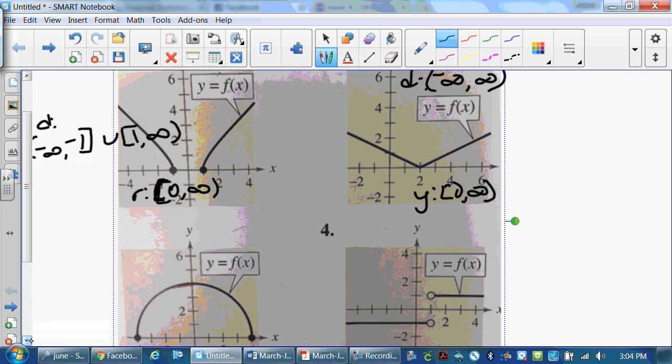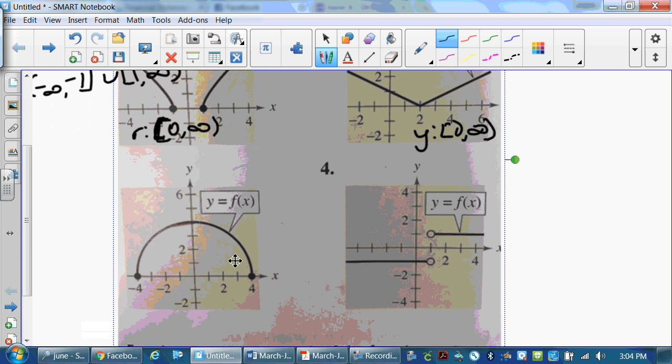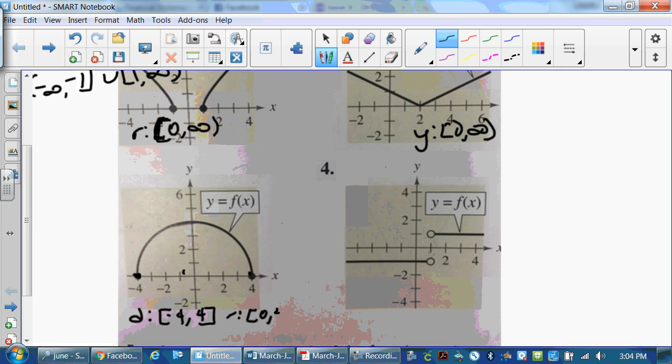All right, let me scroll down a little bit. Number 3 is like half of a circle, so the domain is from negative 4, and I put a bracket because it touches negative 4, and it goes all the way to positive 4, and I'll put a bracket there. The range on this graph is from the lowest y value, 0, to the highest, 4. So the range goes from 0 to 4, and they both get brackets because it can be 0 and it can be 4.